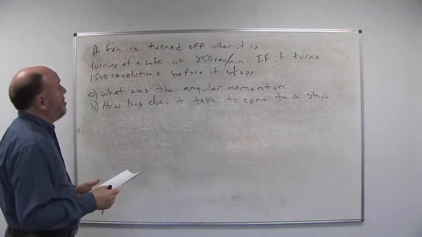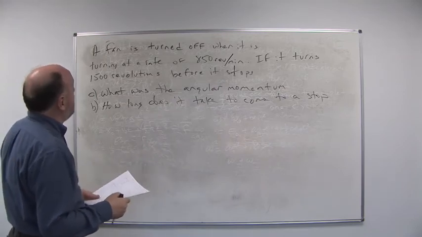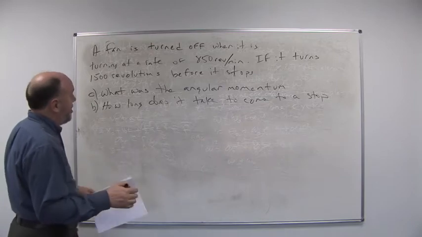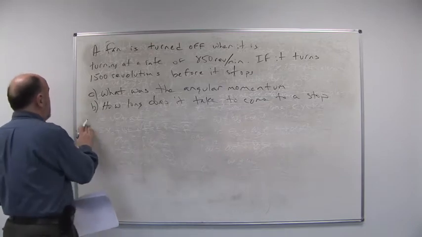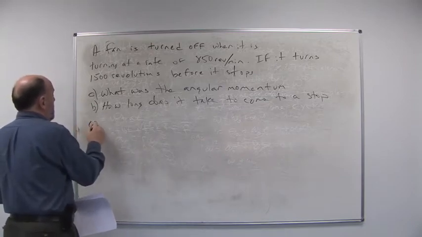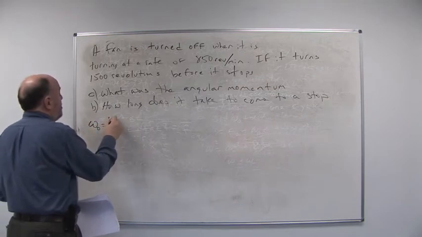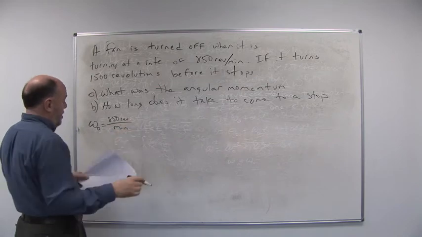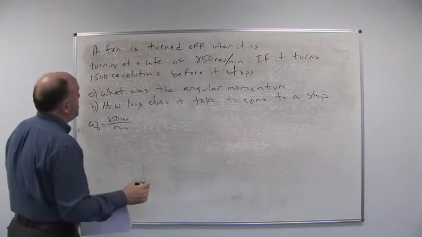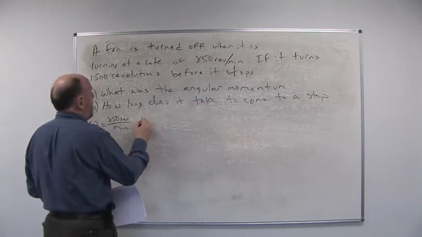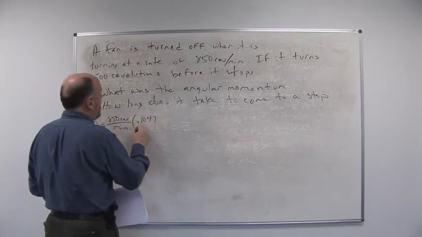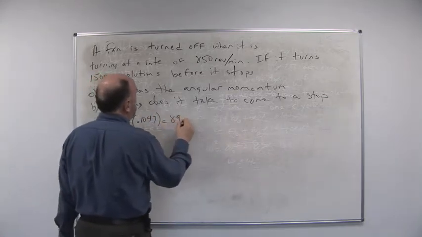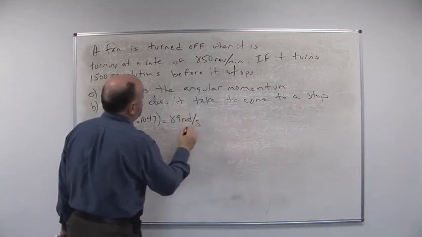So first off, we need to look at our numbers. We know that it's first going at 850 revolutions per minute, and that is my initial angular velocity. But we want that to be in radians per second, so we need to multiply that by the corresponding conversion factor. And that'll give us 89 radians per second.